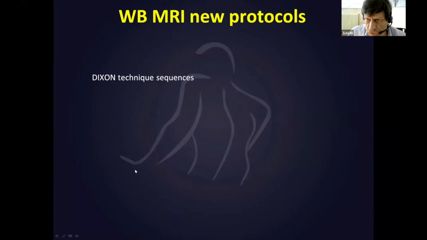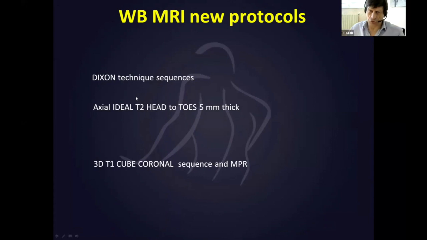Now we have new protocols that we can use to quantify fatty infiltration, the Dixon techniques, which can be adapted with T2 weighted sequence in order to have images of fat and images of water. These images of water have the same aspect as STIR or T2 fat-sat images.